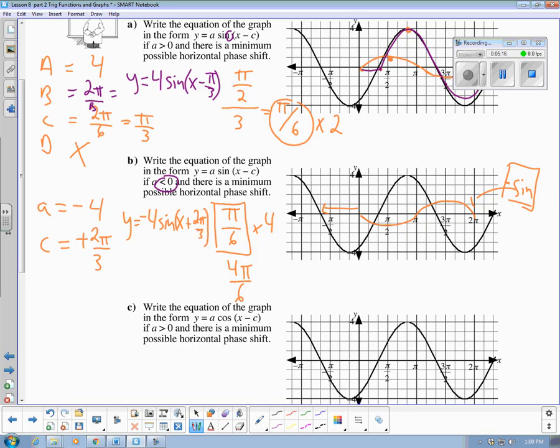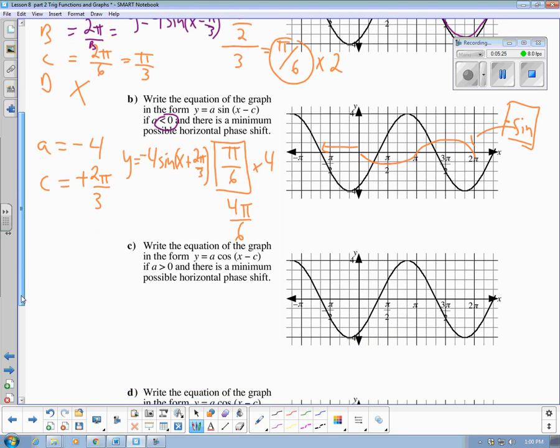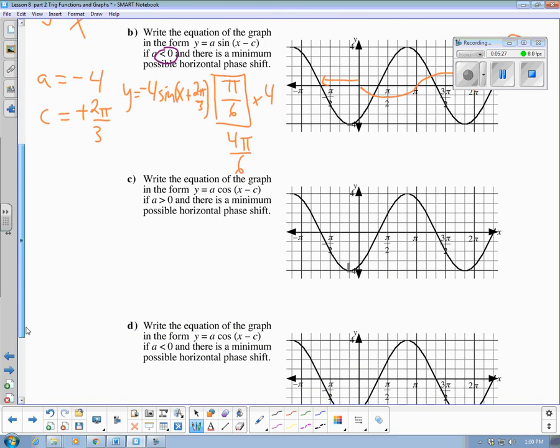We need to get very good at looking at those shifts. The next graph is a cosine graph. It's a little different, but the work is going to be the same. I'll put on the original cosine graph in case you don't know what it is. And then we're looking for the A and the C value.